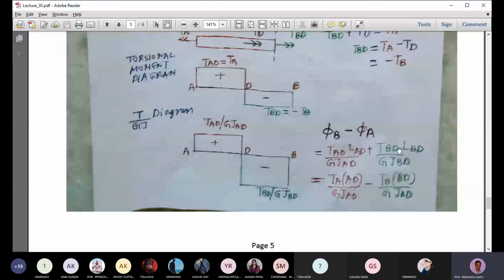So we can substitute the values: 11 to the power 4 minus 8 to the power 4, divided by 11 to the power 4, into TA. That comes to around 0.72 TA. The equilibrium condition is TA plus TB equal to T. So instead of TB, we put 0.72 TA, so 1.72 TA is 120 Newton meter. So TA will be 69.8, and you can subtract 120 minus 69.8.